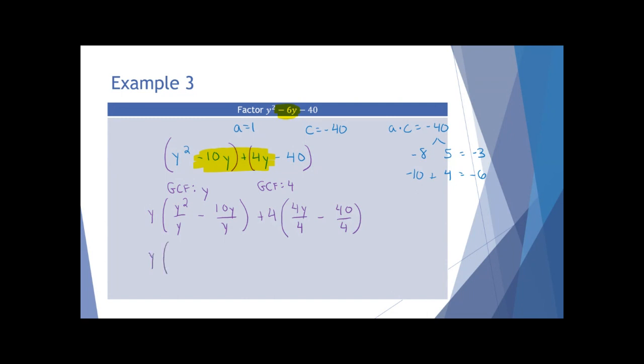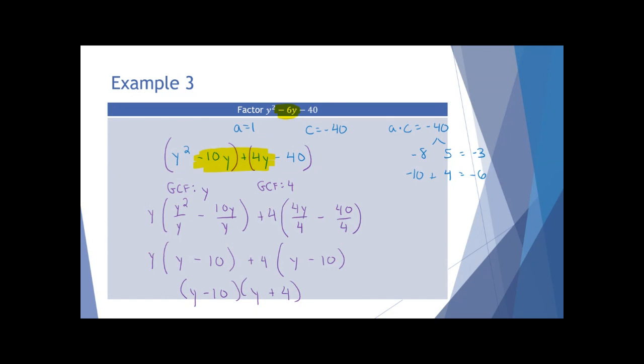And so I have my y in front, and then I get y minus 10, then plus 4, and then that gives me y minus 10. Now my parentheses match, so that's my first factor, y minus 10. And then the next factor is the greatest common factors from each part, the y plus 4. So you get the same answer factoring by grouping using the AC method that you would have if you just did the guessing and checking that we do for something of this form, where there's no number in front.